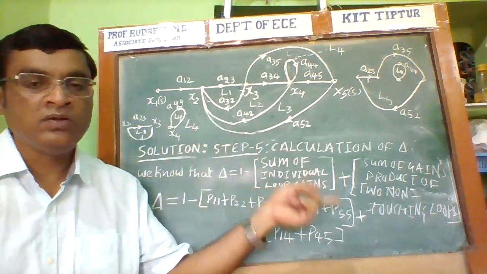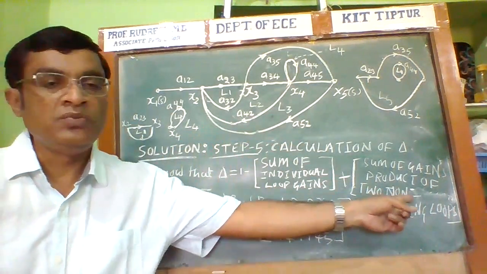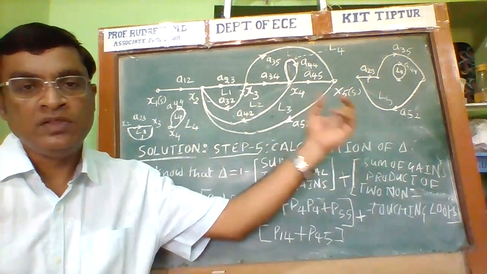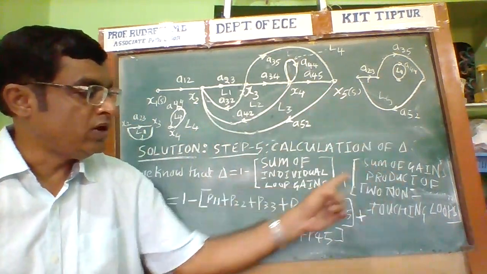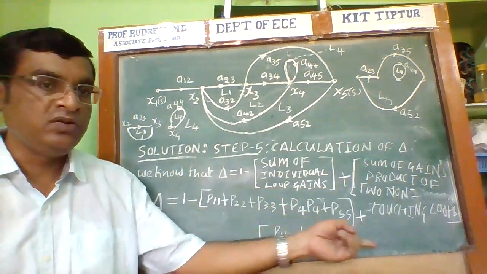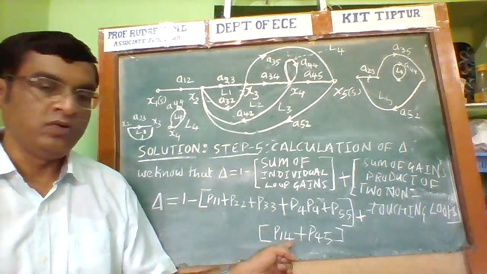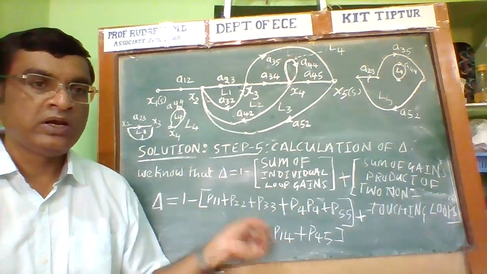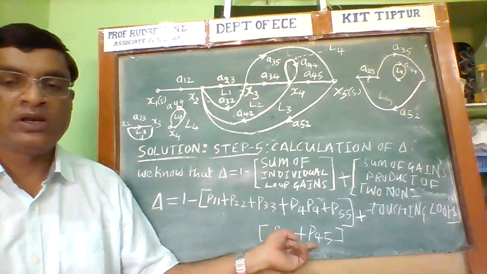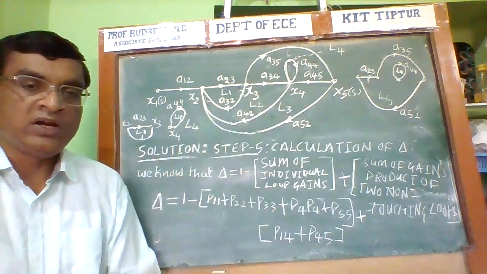Similarly, you have to substitute the sum of gain products of the two non-touching loops. This was also calculated in the previous step. The gain product of the two non-touching loops, loop 1 and loop 4, is P14, which was calculated in the previous step. You have to substitute those values. That gives the delta value.